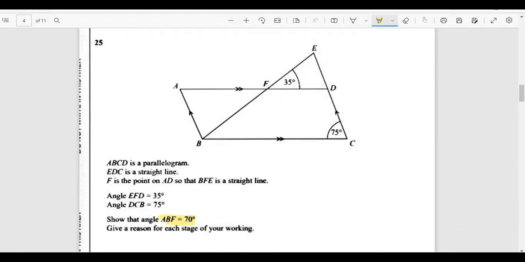Now you can see that these two lines are parallel and these two lines are parallel, and everything else is also written in the description. Just try showing that ABF would be 70 degrees. Let's see if you can try doing it or not.